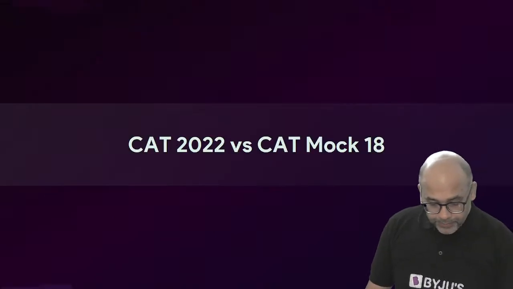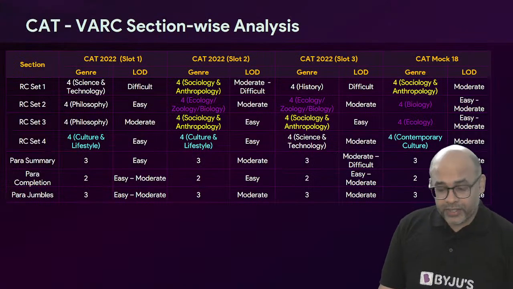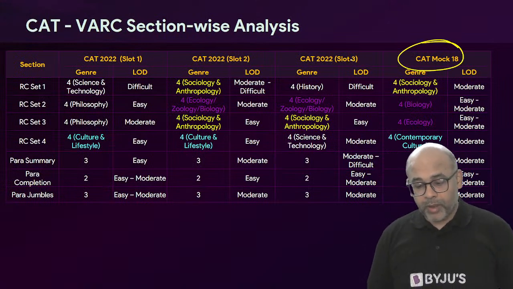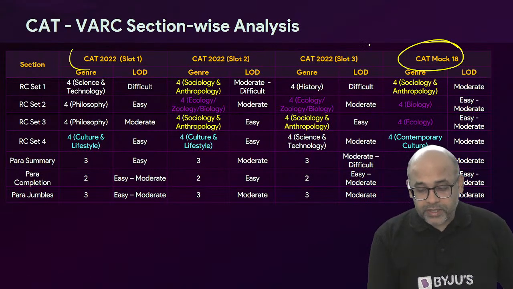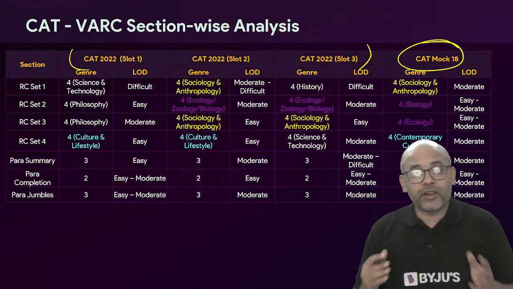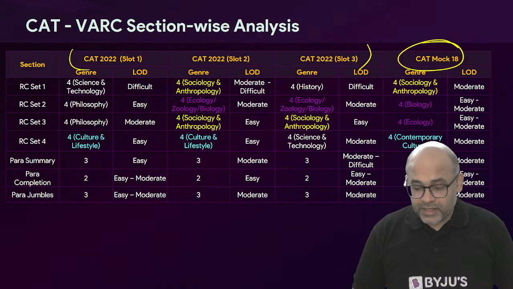Let's move on. Okay, so now let's go on looking at this section wise. We are starting with the English. Now, once again, English mock 18, this is what we are talking about. And I'm comparing this with last year's 3 slots, slot 1, slot 2, slot 3. This year also there are going to be 3 slots. Anyway, so we are talking about this mock versus the last 3 year slots.